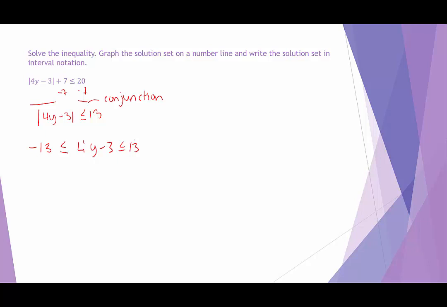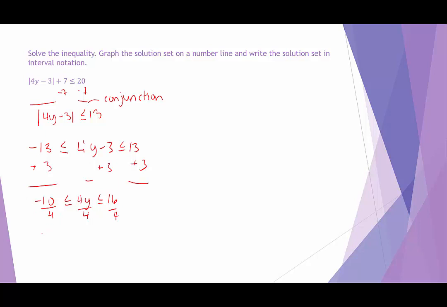Now I need to get y by itself in the middle. So the first thing I'm going to do, I'm going to add 3 to the left, to the middle, and to the right. That's going to leave me with negative 10 is less than or equal to 4y, which is less than or equal to 16. Now to get y by itself, I'm going to divide everything by 4. I'm dividing by a positive, so I don't have to worry about flipping the inequality symbols around.